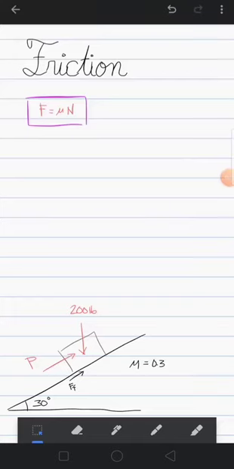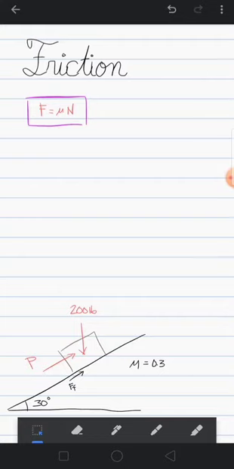Friction is one of the factors and also the main reason why objects that are moving will eventually stop, and objects that are at rest or not moving will eventually move due to friction. So that's it. That's the main essence of friction.